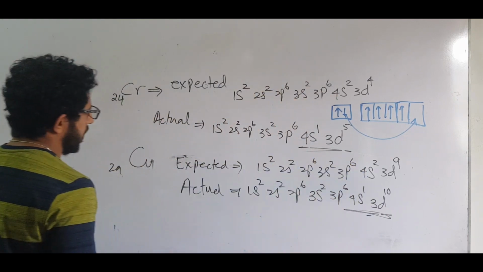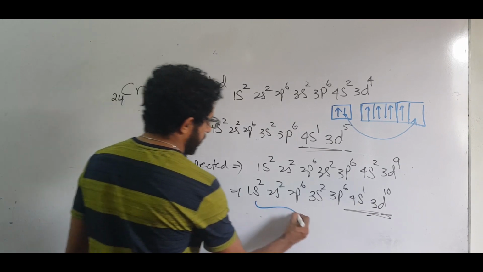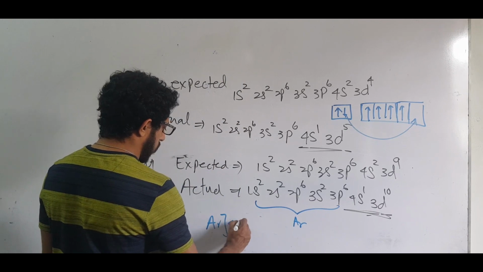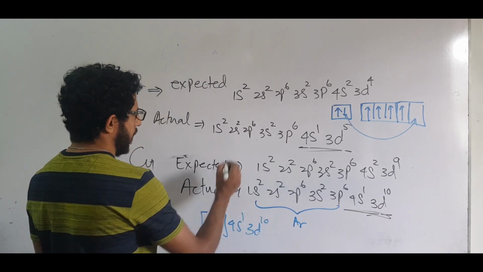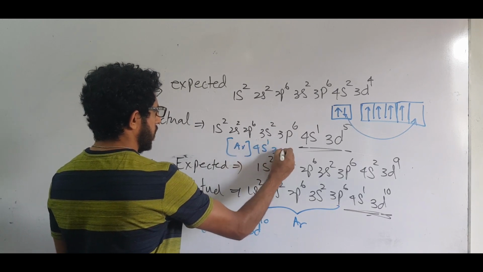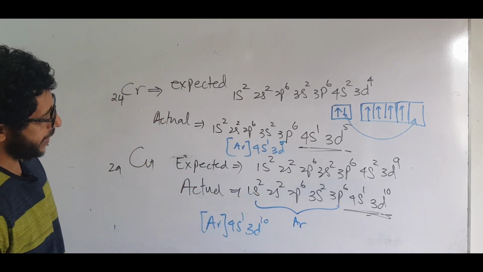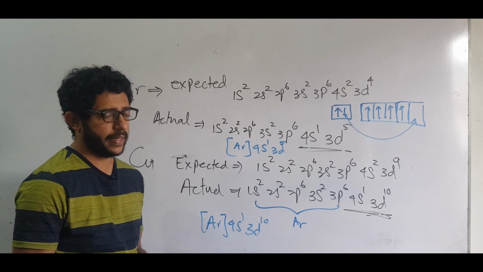There are cases where, rather than writing all of this, this is equal to argon. So, we write the electronic configuration as argon 4s1 3d10. We can write it like that as well. Here also, argon 4s1 3d5. We can write it like this as well, right. So, there are cases where we use it like that.